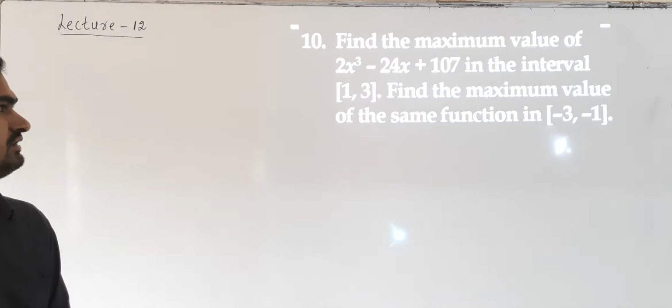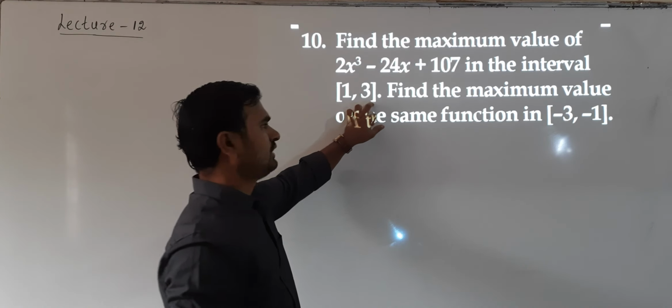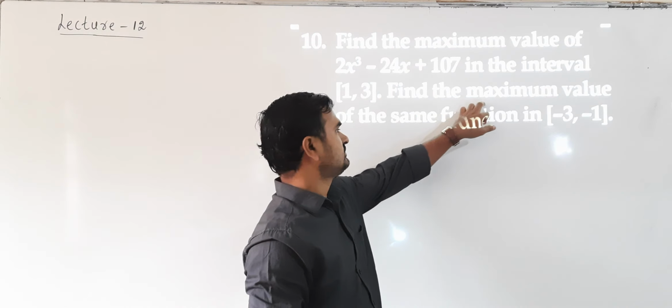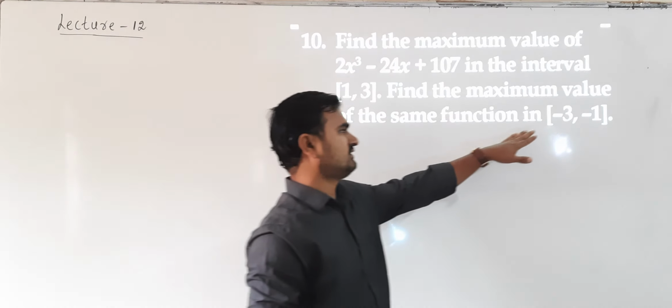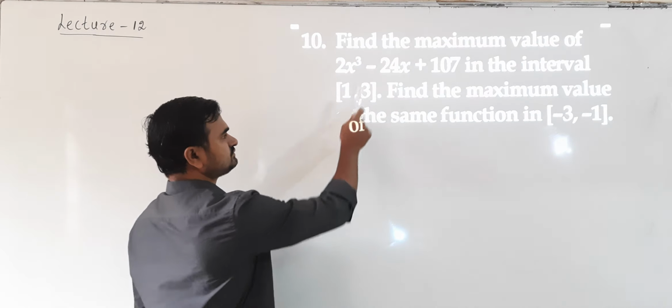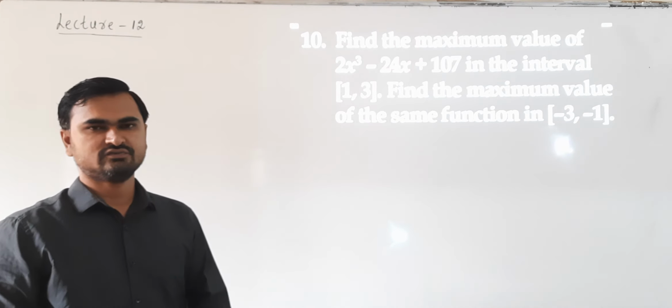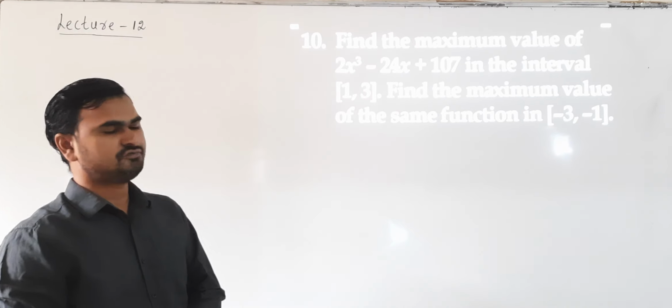Find the maximum value of the function 2x cube minus 24x plus 107 in the interval from 1 to 3. Find the maximum value of the same function in the interval from minus 3 to minus 1. Okay, so for the same function we are given two different intervals, and in these intervals we have to find what is the maximum value of the function.